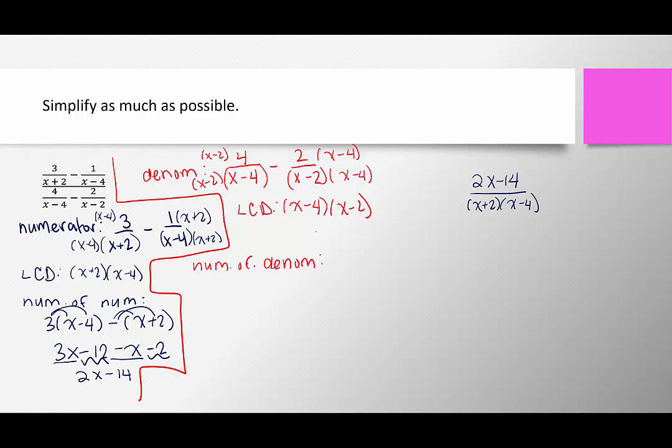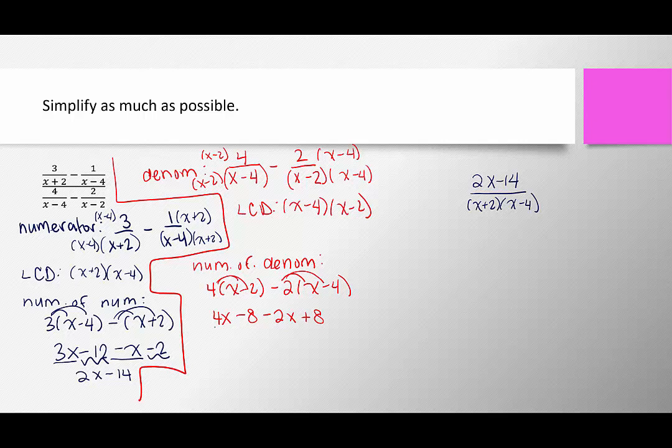I want to clean that up. I want to be really careful. I see there's subtraction. I have 4 times x minus 2 minus 2 times x minus 4. Distributing, oh, this is nice symmetry. Distributing, I get 4x minus 8. Now I have minus 2x plus 8.